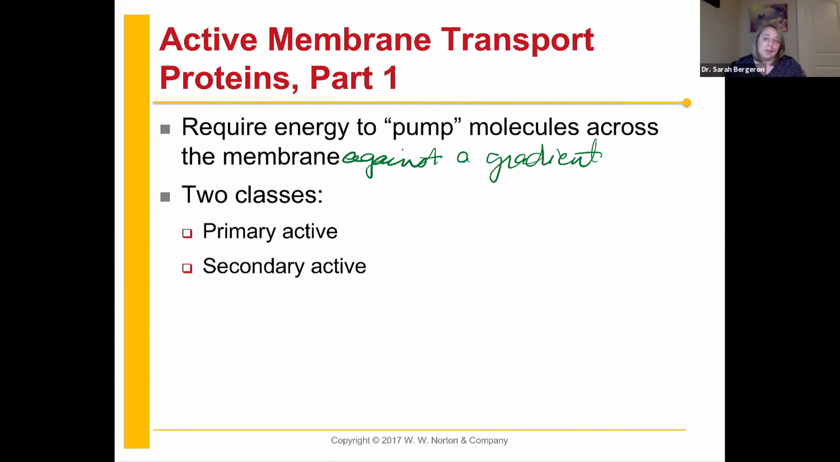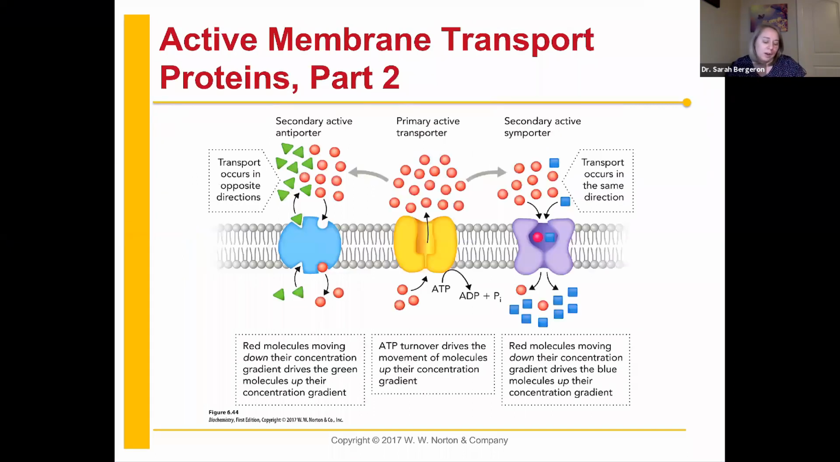The primary ones use energy conversion processes like ATP hydrolysis to pump our molecules across the membrane. Secondary depend on stored potential energy from a concentration gradient that's already there in order to move a molecule. And so we're going to talk about each one, and we're going to start with primary, and then we'll understand secondary. You got to get primary before you can get secondary.